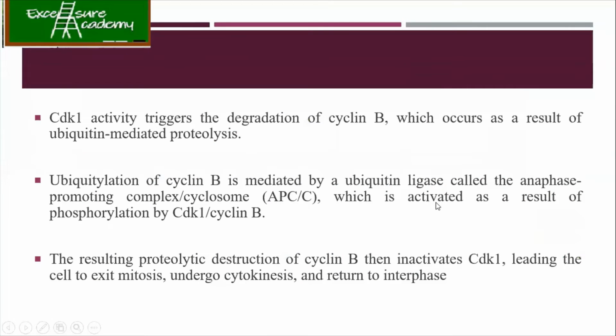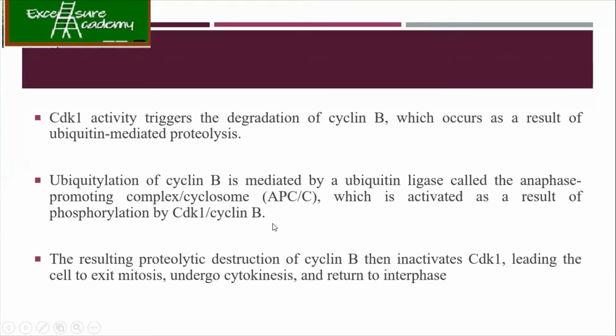So the same thing over here, what we have just discussed. CDK1 activity triggers the degradation of cyclin B, which occurs as a result of ubiquitin mediated proteolysis. And this proteolysis is mediated by a ubiquitin ligase called the anaphase promoting complex cyclosome, which is activated as a result of phosphorylation by CDK1 and cyclin B.